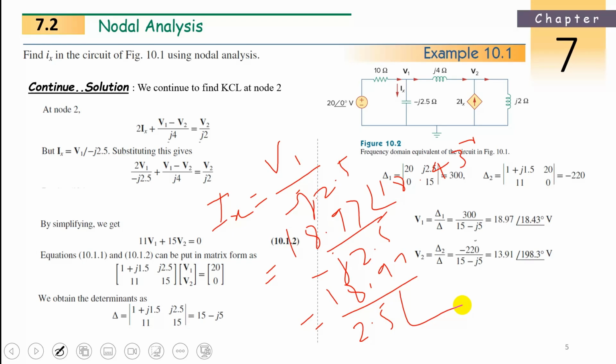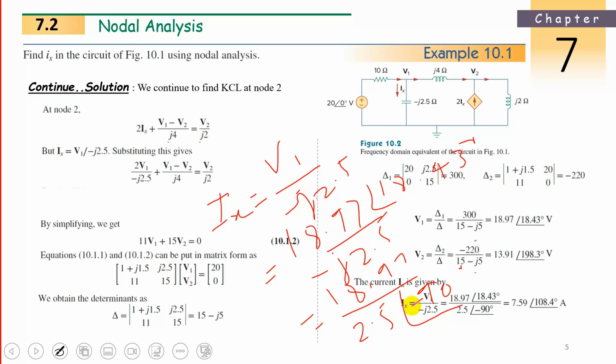I will put it here and check. It is minus j 2.5, right? Tan inverse of this with 2.5 gives 90 degrees. Okay, that is minus 90, sorry. It becomes minus 90 because minus j is there, so the angle is minus 90 degrees.